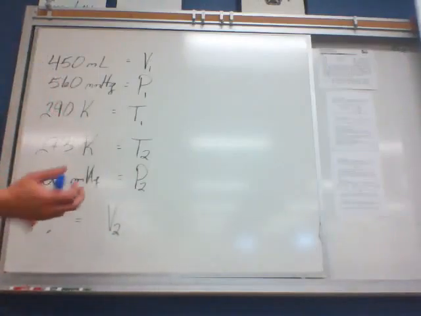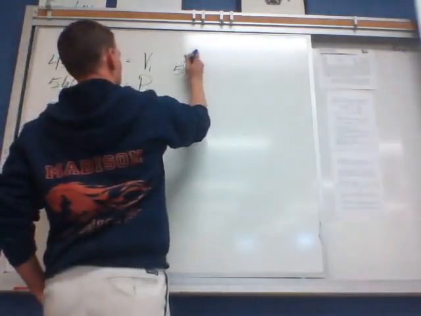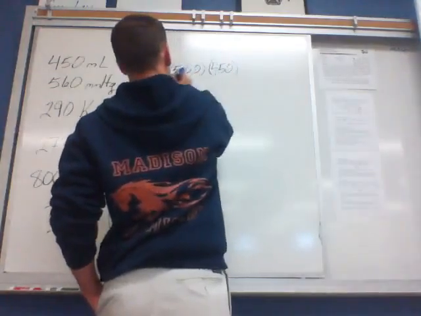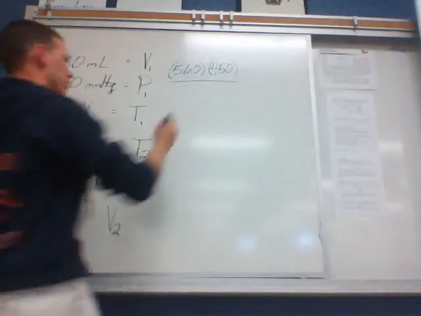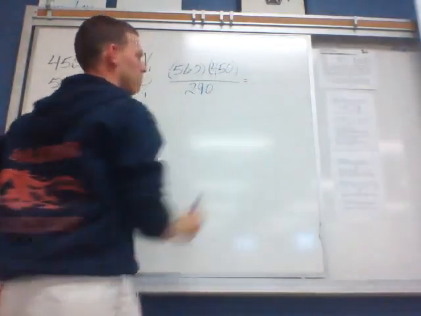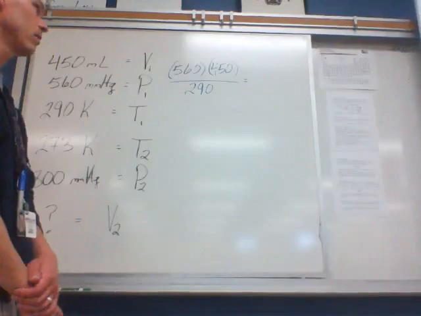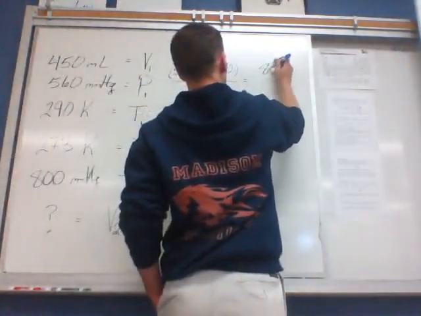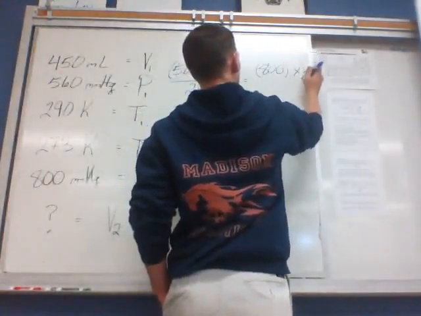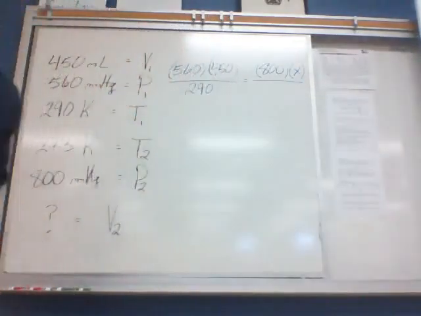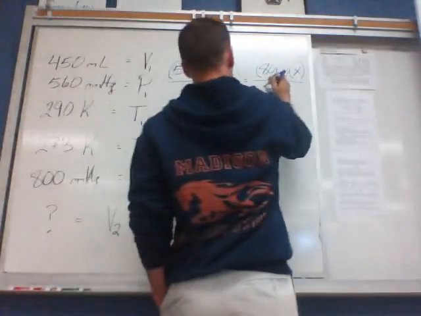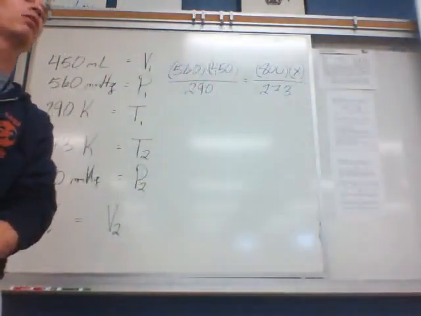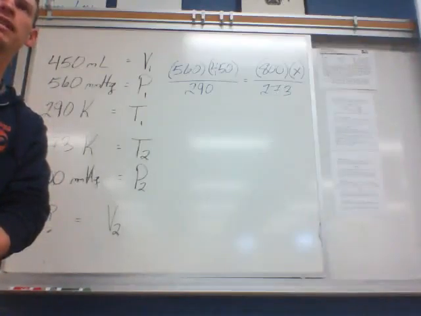P1 V1 over T1. P1 is 560. V1 is 450 over T1 of 290. Equals P2 V2 over T2. P2 is 800. V2 is unknown. And T2 is 273. Unfortunately, we'll be dealing with some temporarily large numbers, but that's life.